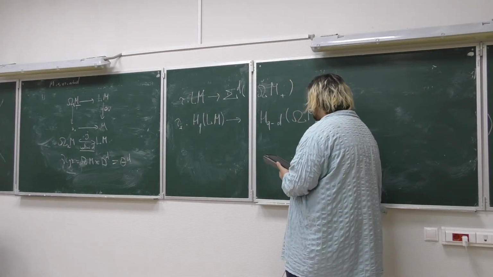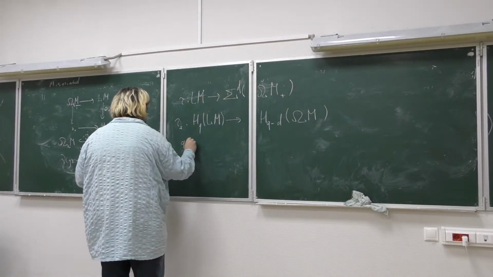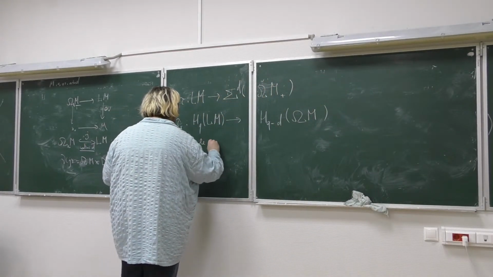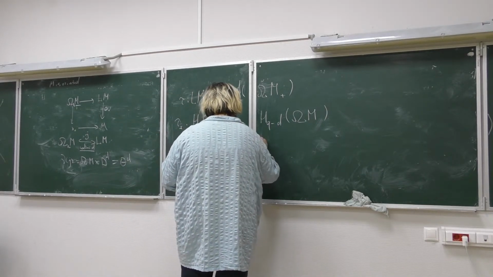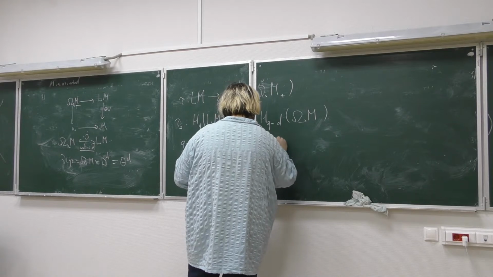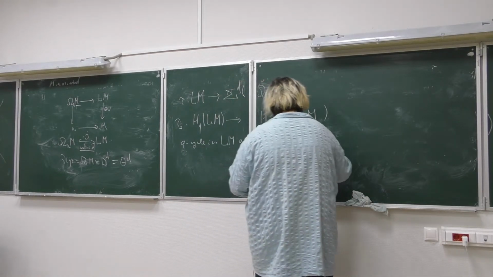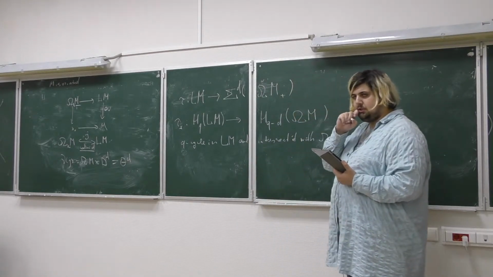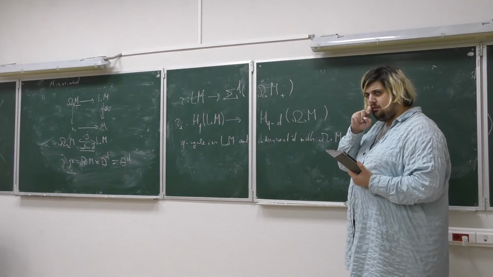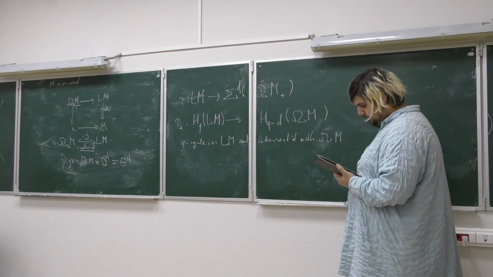So the geometric meaning of this thing here is that we take a full cycle in LM and intersect it with Omega M. So Omega M is a codimension D submanifold inside of LM, and we get this intersection map.